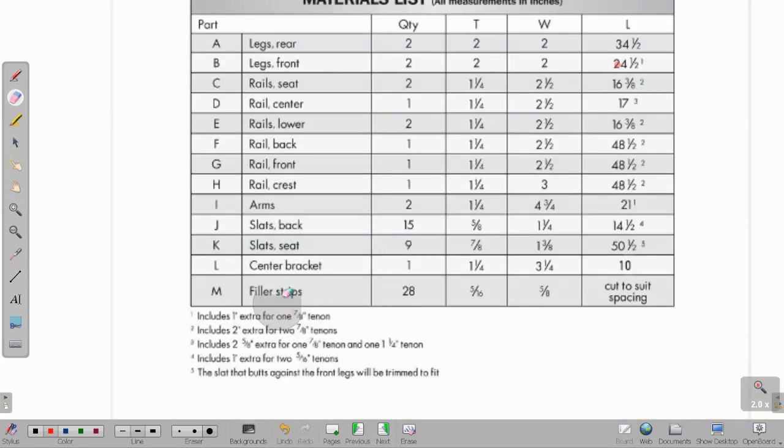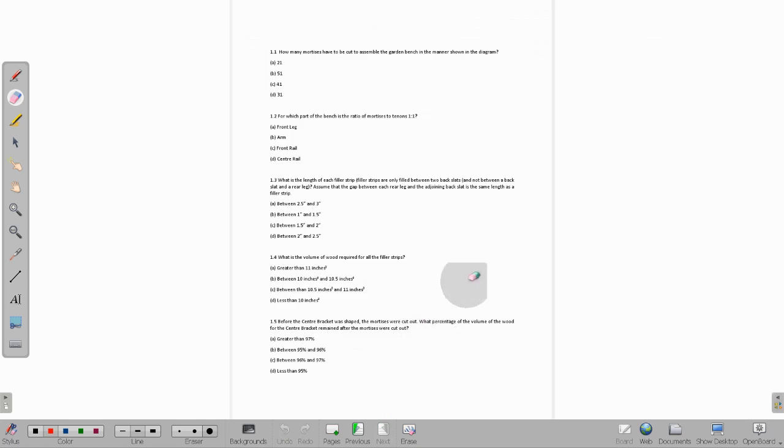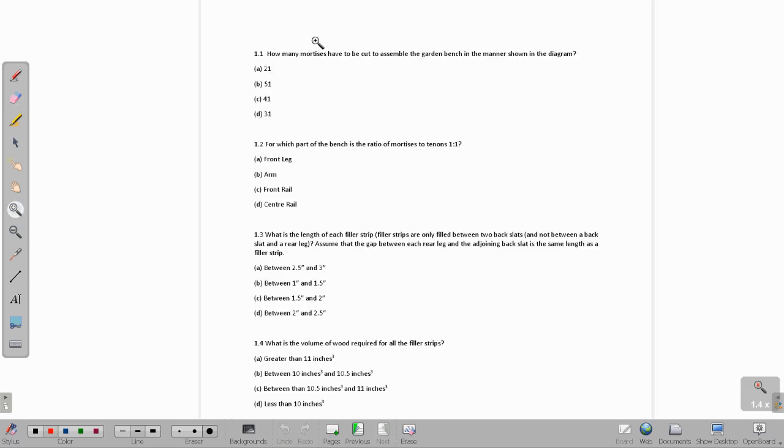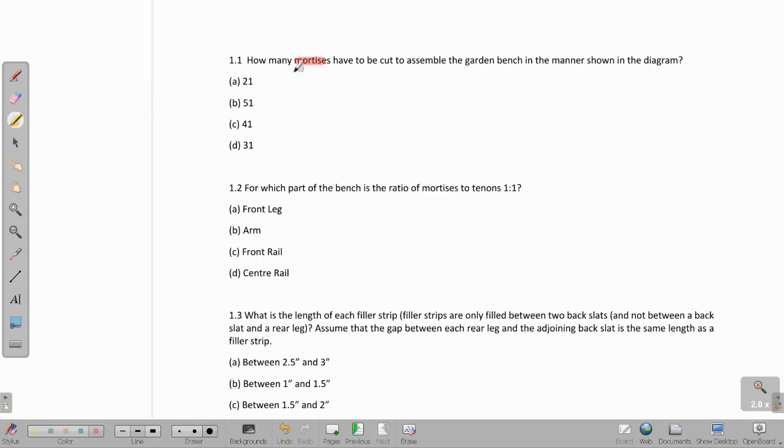Okay, and so on and so forth. Let's look at these questions one by one. How many mortises have to be cut to assemble the garden bench in the manner shown in the diagram? The answer choices are 21, 31, 41, 51. This is about counting them. You could probably do it systematically, or maybe even simply count. We just have to count the number of holes that are there.